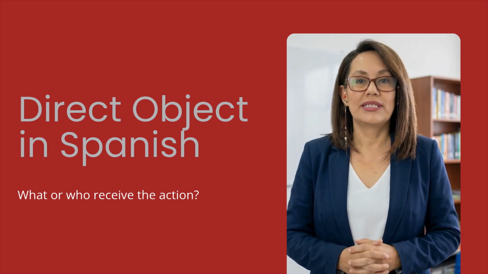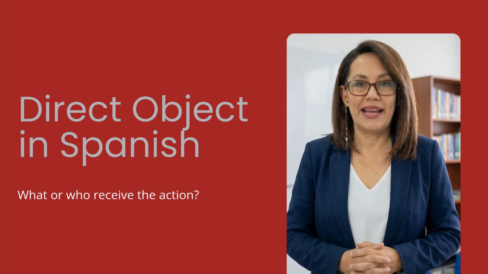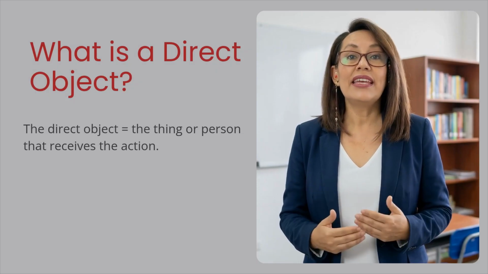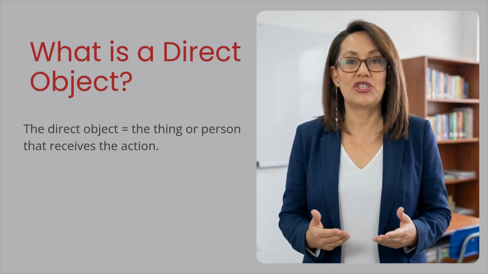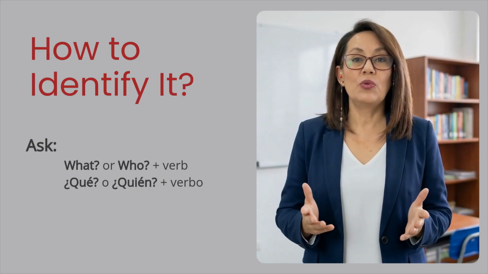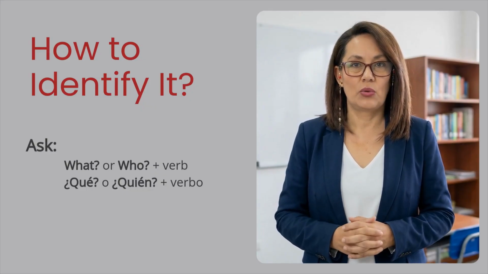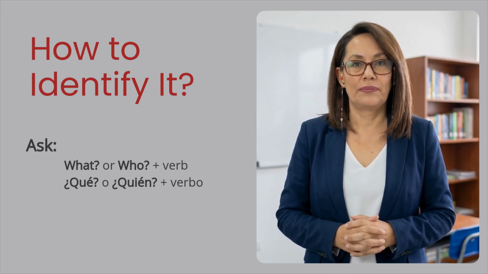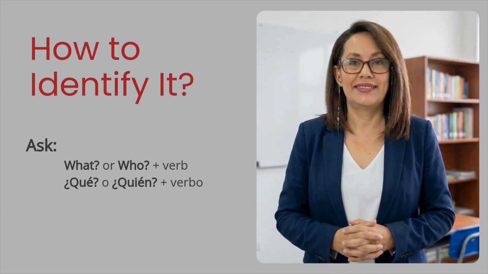Today, we're going to understand something very important in Spanish, the direct object. The direct object is the thing or the person that receives the action of the verb. A very useful way to identify it is to ask the question, what or who? En español, ¿qué o quién? And then the verb of the sentence.